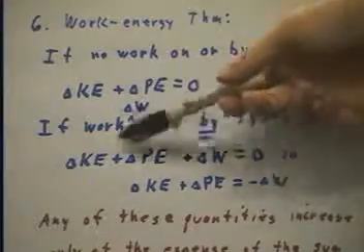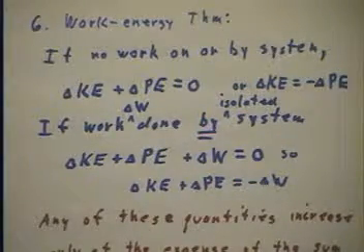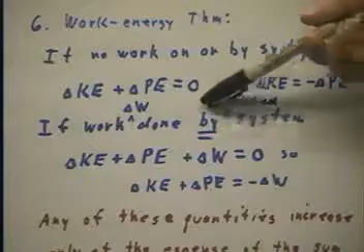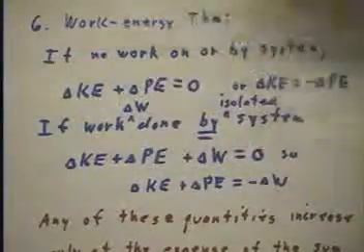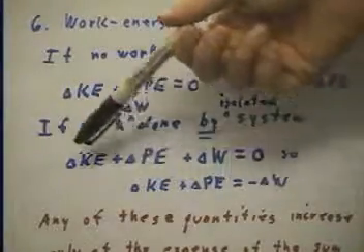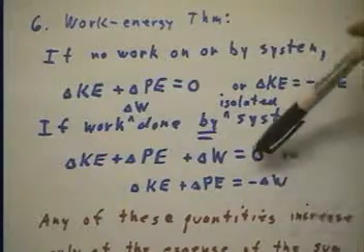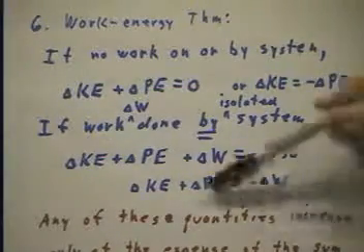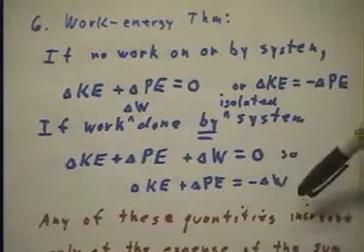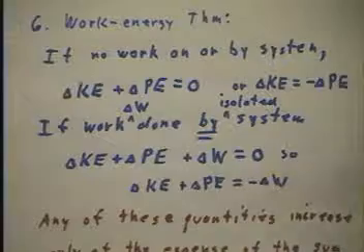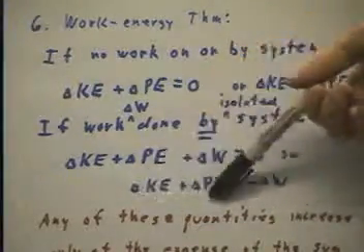If there is a work delta W done by an isolated system, I'm not sure that the word isolated needs to be there. I don't know how you do work with an isolated system. But in any case, the change in kinetic plus the change in potential plus the work done by the system has to equal 0, which means that the total change of kinetic and potential energies has to be the negative of the work done by the system. This means that work is done by the system at the expense of kinetic and potential energies.